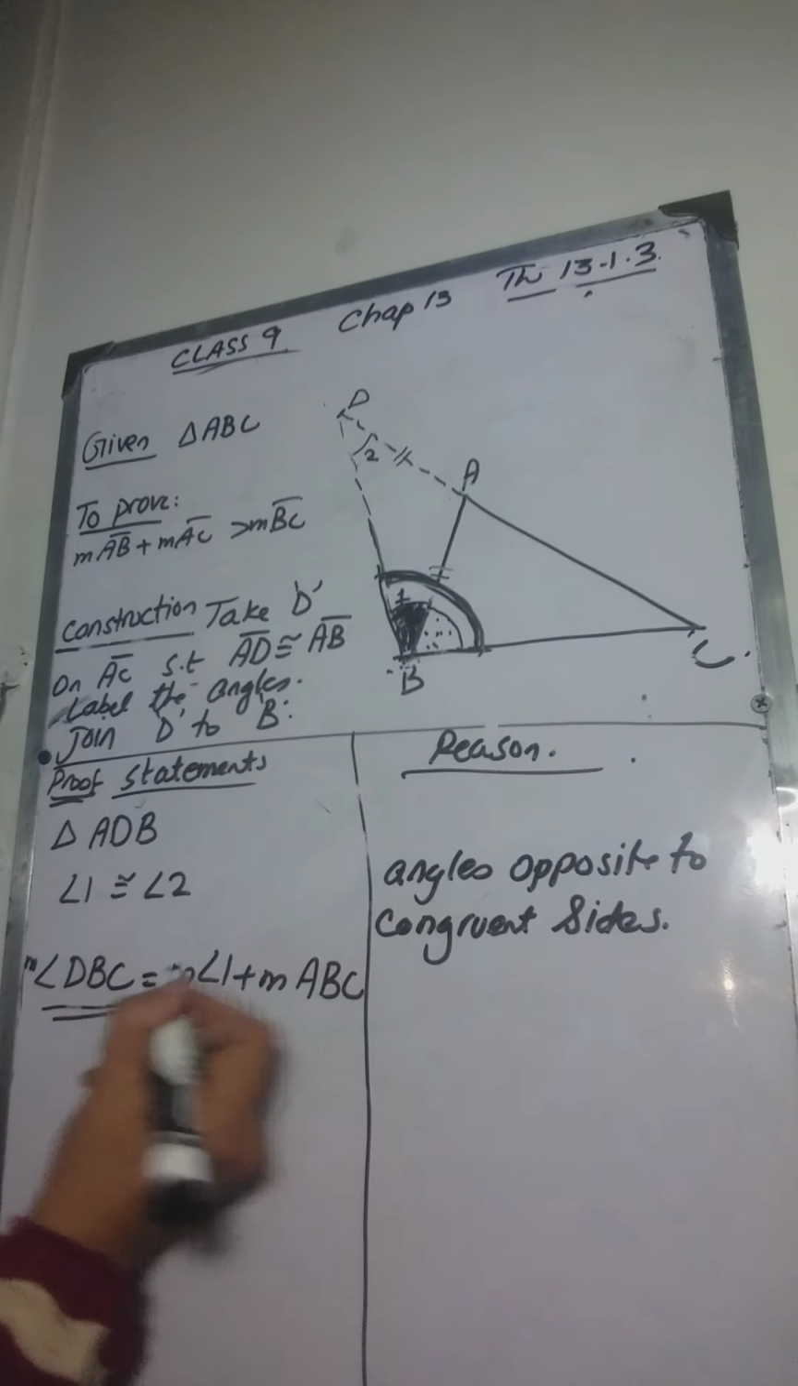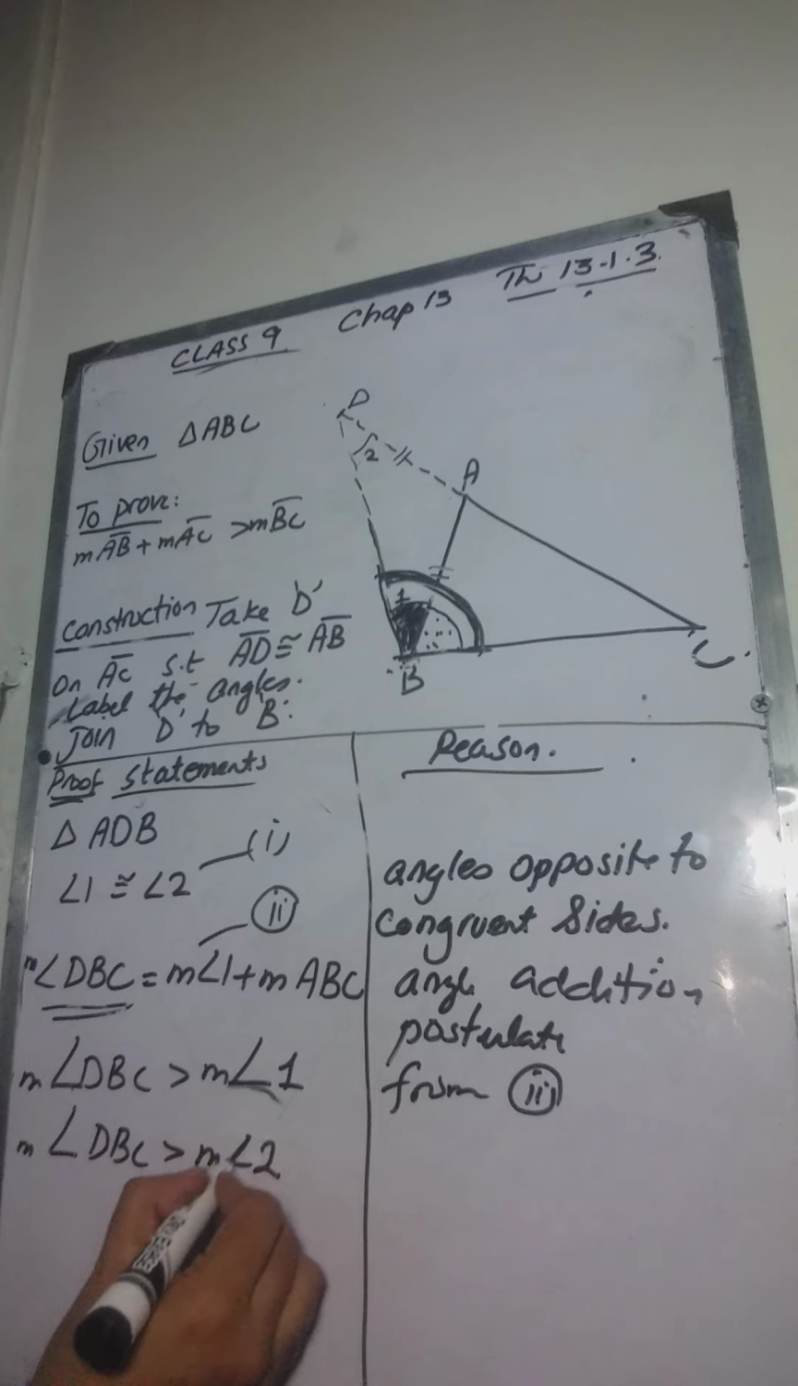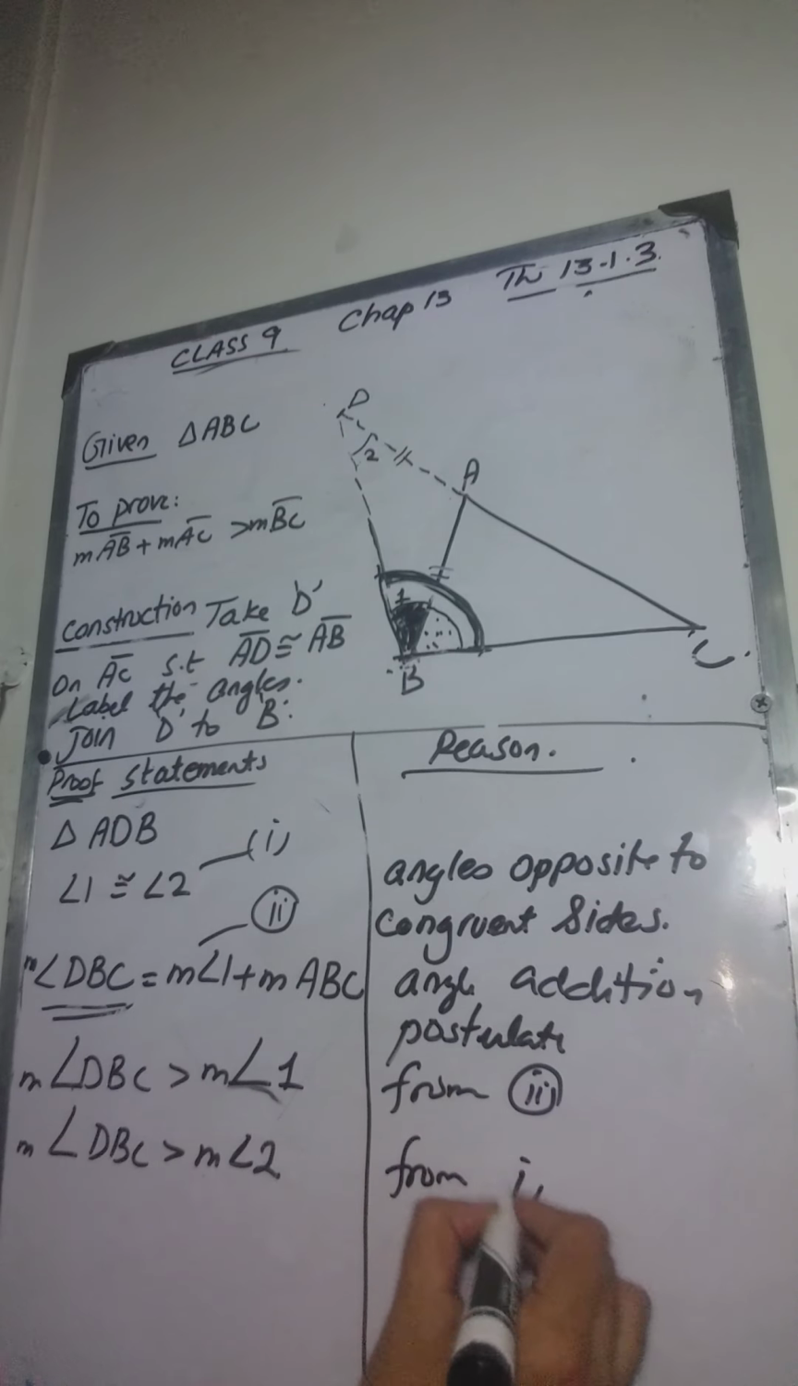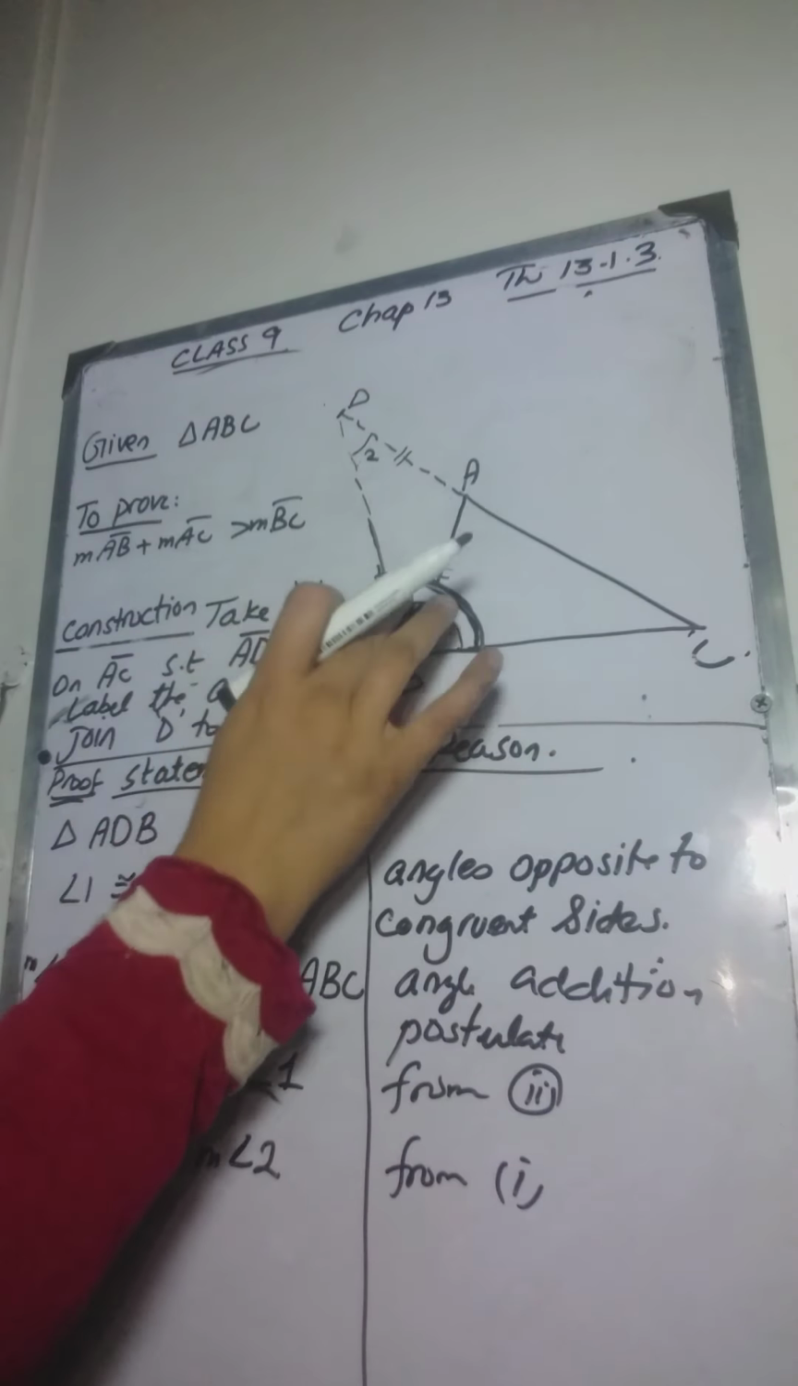Now as DBC is greater than 1, the measurement of DBC will also be greater than angle 2. Let me name this as 2 and this as 1. As angle 1 and 2 are congruent, if DBC is greater than angle 1, then definitely it will also be greater than angle 2, because they are the same angles. They are equal angles from 1. Now DBC, we are talking about this angle. This angle DBC is greater than angle 2.